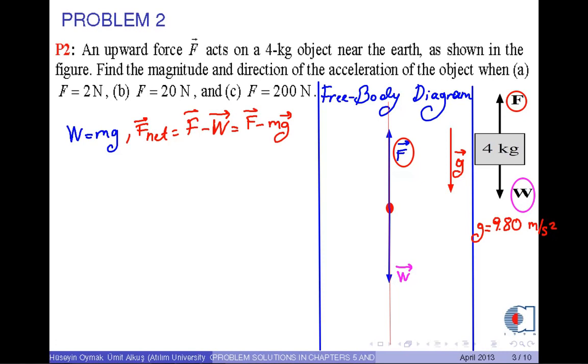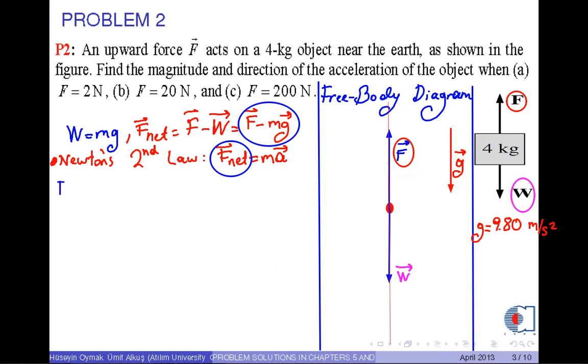To find the acceleration of the object, we make use of Newton's second law, which is F net equals m times a. Here F net is F minus m times g. Then F minus m times g equals m times a.